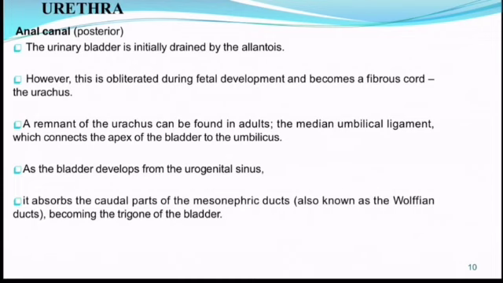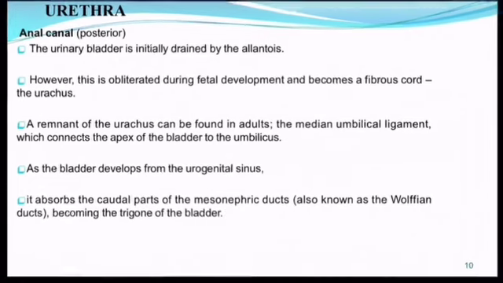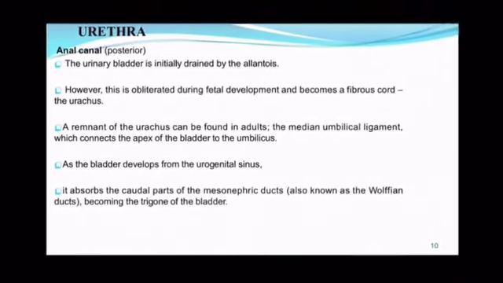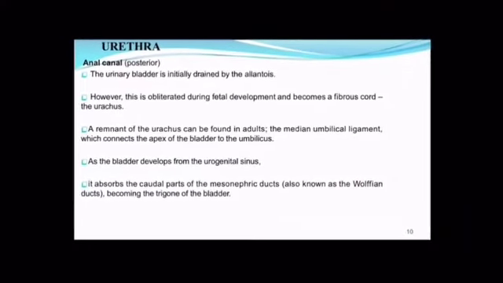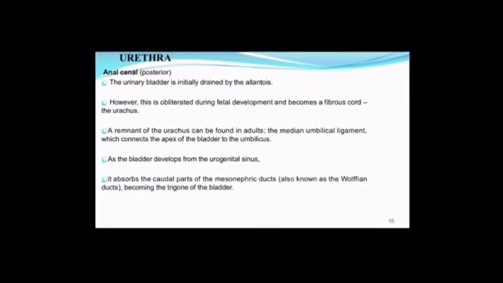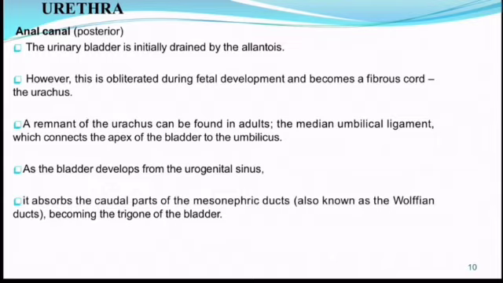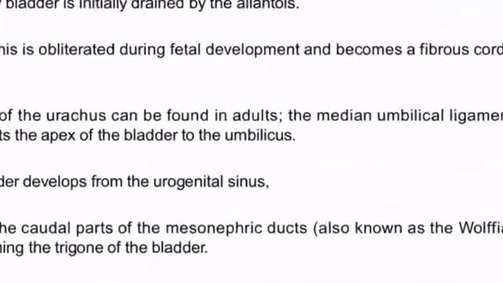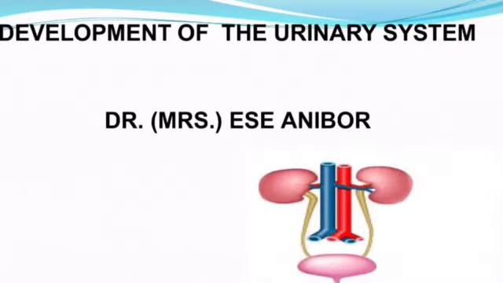Then, as the bladder develops from the urogenital sinus, it absorbs the caudal part of the mesonephric duct, also known as the Wolffian duct, as I said earlier, becoming the trigone of the bladder. Yes, this is all we should know about the development of the urinary system.